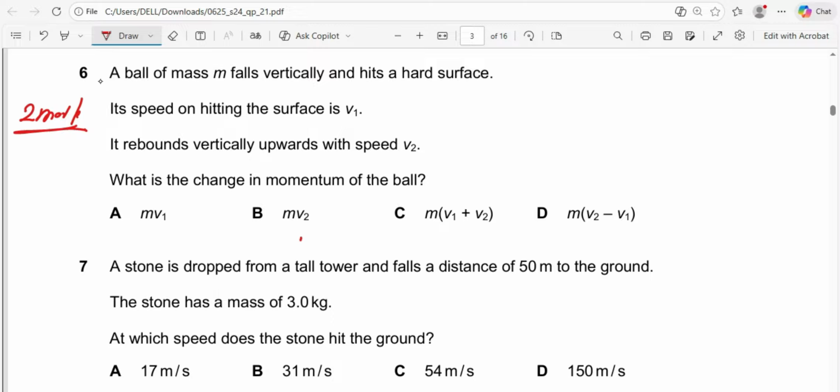In this question, a ball of mass m falls vertically and hits a hard surface. Its speed on hitting the surface is v1. It rebounds vertically upward at speed v2. What is the change in the momentum of the ball?